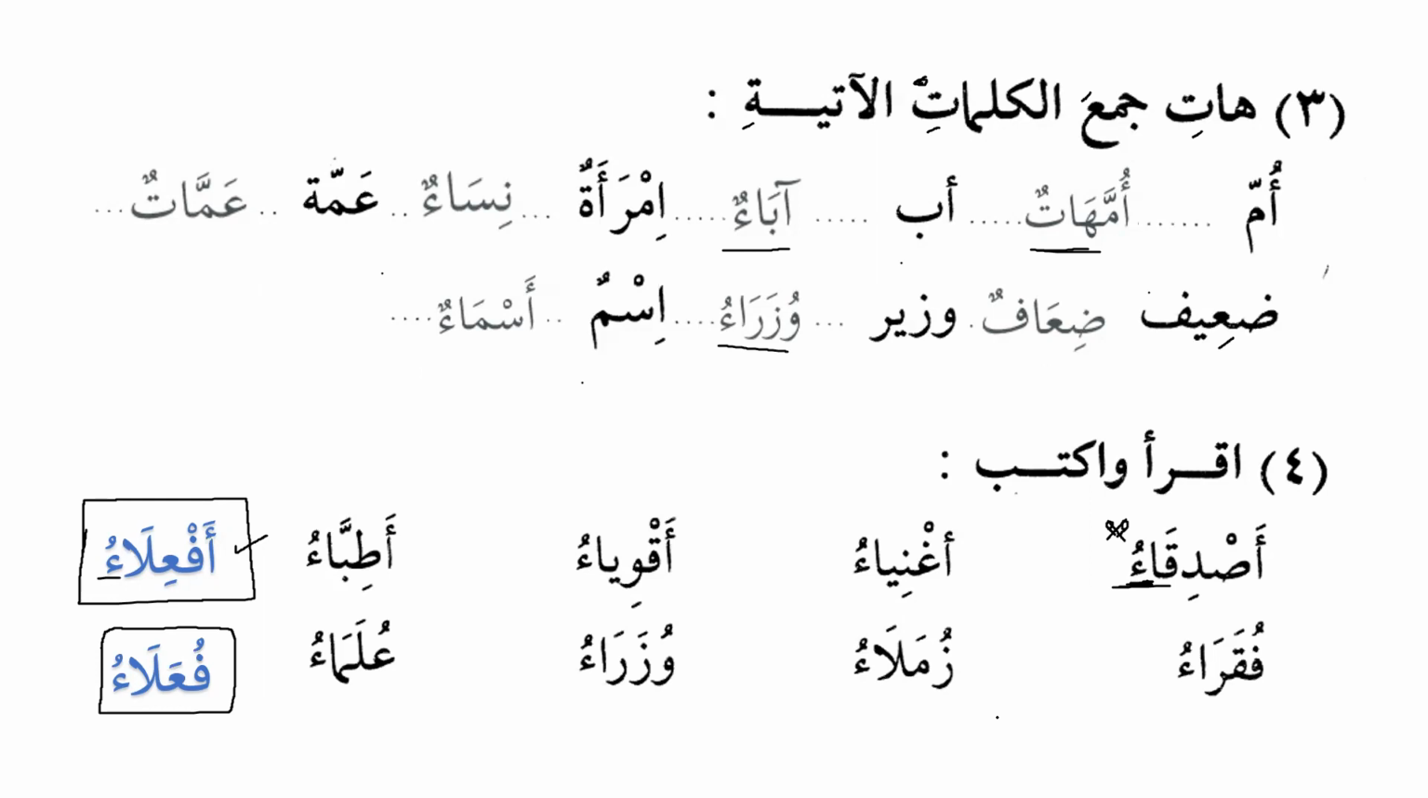So we have faqirun, and the plural is fuqara'u; zamilun, and the plural is zumala'u; wazirun, and the plural is wuzara'u; alimun, and the plural is ulama'u. So we can see that all of them are mamnu' min as-sarf. They do not accept tanween.